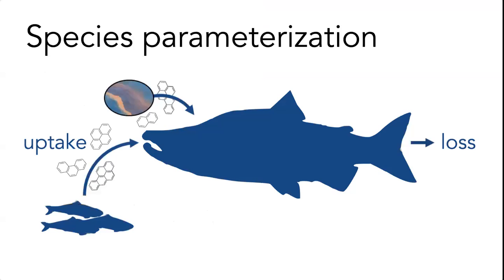Equally important is parameterizing the movement of oil through the ecosystem. This is captured as uptake from the environment as well as through predation. The uptake is dependent on body size, life history, consumption rates, prey choice, and other physical and chemical factors, such as solubility, for example. Contaminants are lost through processes such as metabolism, mortality, and excretion, among others.